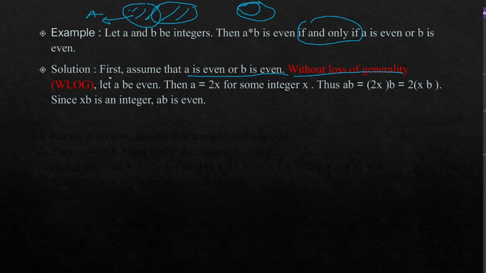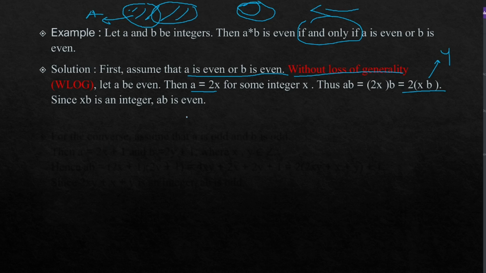What is done here is that we are taking a to be represented as 2x. This is from that important note at the start. Thus, the multiplication of a times b is 2x times b. We can extract the 2 and get this. Multiplication of two integers is an integer. We denote this with y, for example. And then we get the general presentation of what it means to be even. Since xb is an integer, a times b is even. We have shown this implication, so the right hand side implication.